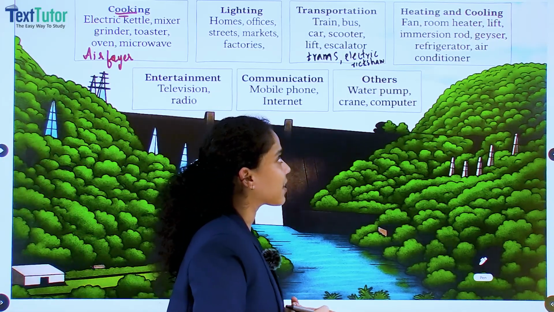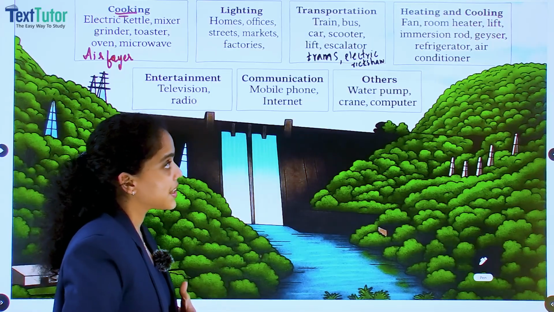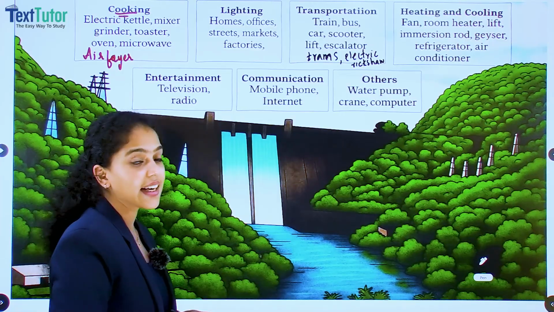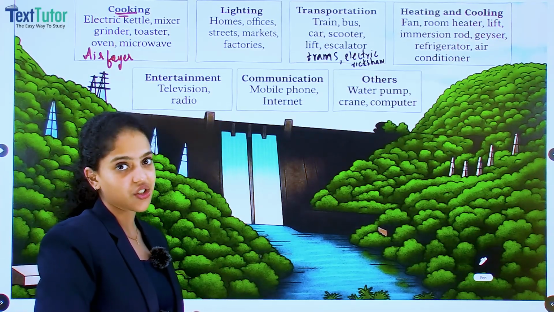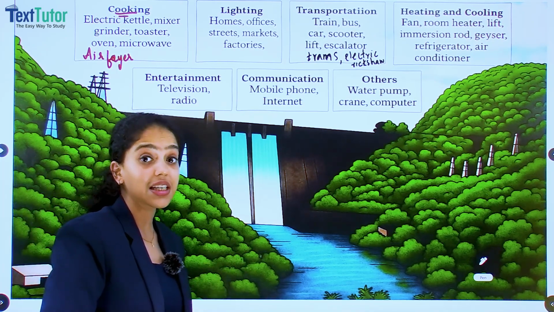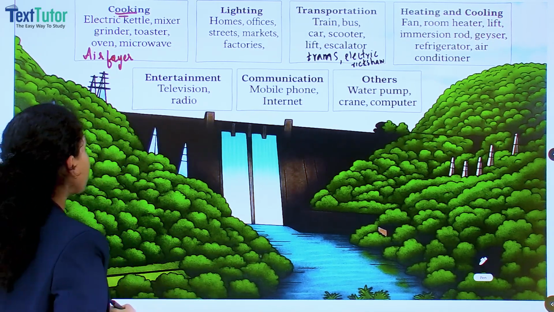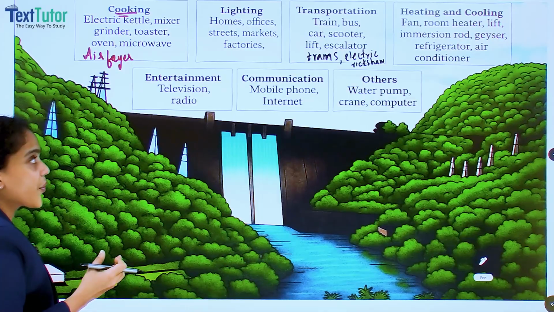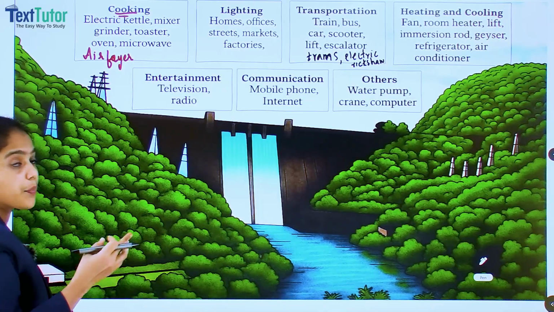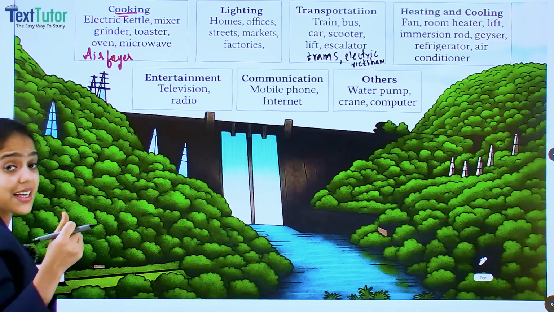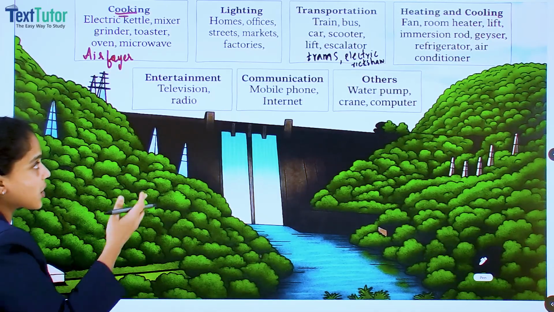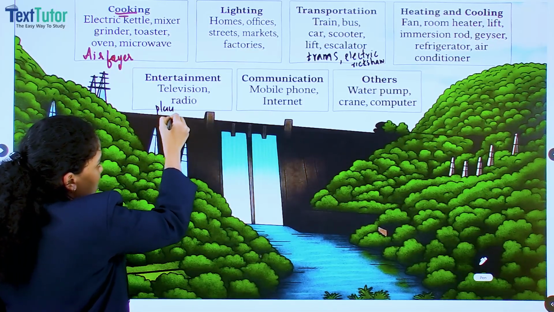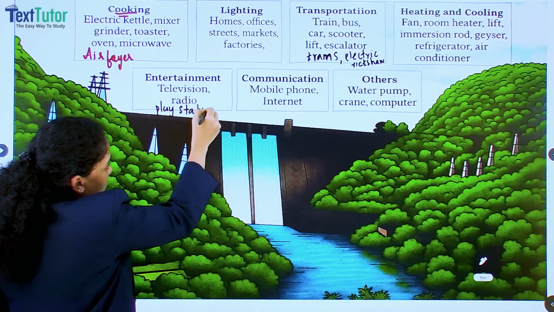Then we can see heating and cooling. So fans, room heaters, immersion rods, geysers, refrigerators, air conditioners all use electrical energy. For cooling or heating we use electrical energy. Clear? The next one. For entertainment, we use televisions, radios, computers, or PlayStations, etc., which work using electricity.